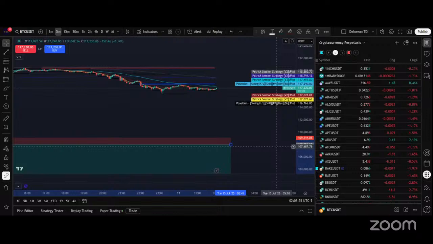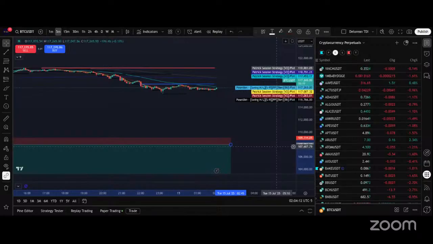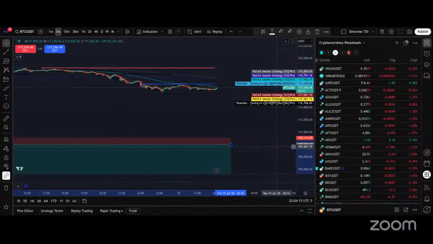Conversely, if the aqua line is on the top, the 50 exponential moving average, the gray line is in the middle, the 200 exponential moving average, and the blue line is on the bottom, the 800 exponential moving average, aqua, gray, blue, then you're in an uptrend. Any other combination of these lines means that you're in consolidation. So just a very quick analysis of Bitcoin versus Tether on the 5-minute. The sellers are currently in control of the market, but the asset is in consolidation.